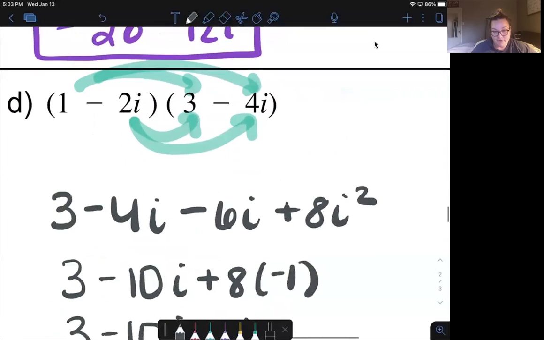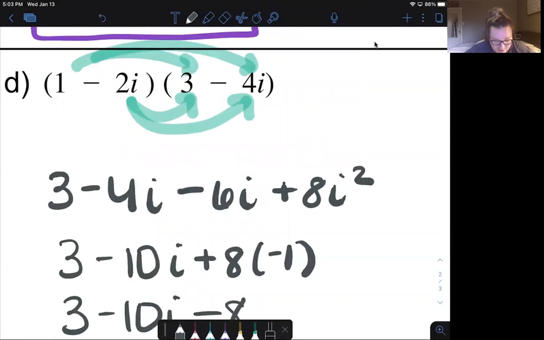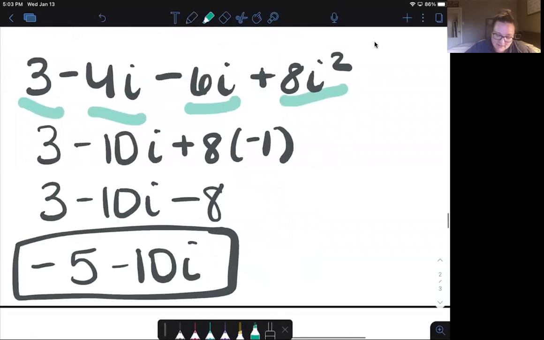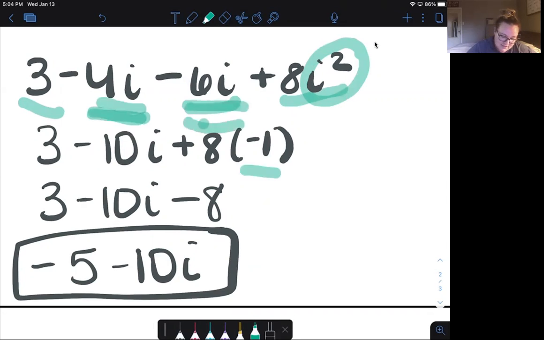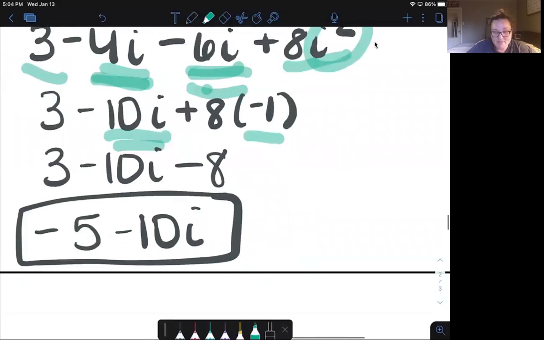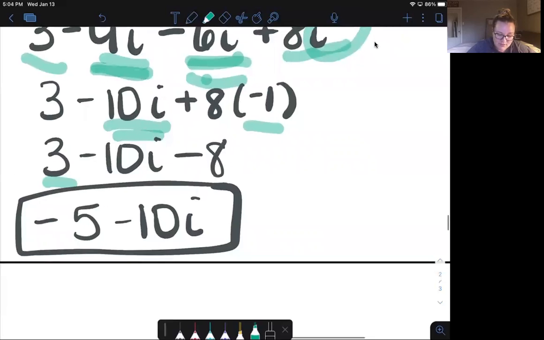All right, so I multiplied everything out. I took 1 times 3, which is 3. I took 1 times negative 4i, negative 4i. Negative 2i times 3 is negative 6i. Negative 2i times negative 4i is positive 8i squared. Then I realized I needed to replace i squared with negative 1. I could combine the negative 4i and the negative 6i to be negative 10i. 8 times negative 1 is negative 8. So then 3 minus 8 is negative 5, and then negative 10i. So hopefully our answers match.